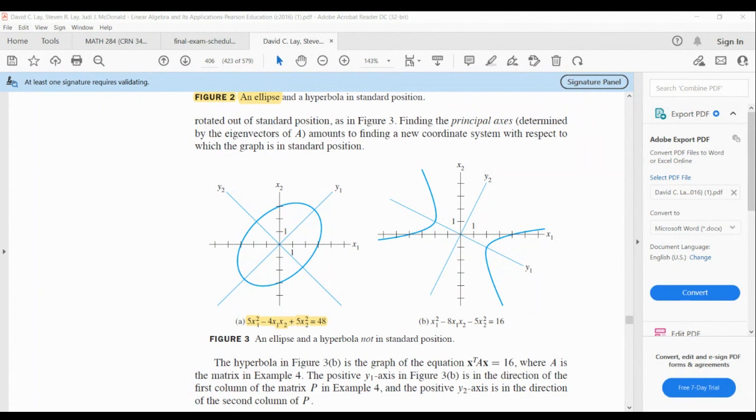Well, let's do a process here. Let's do an example. We're going to work with this ellipse. Very good, Mikhail. We're going to work with this ellipse here. So let's get this example done before we go on break.